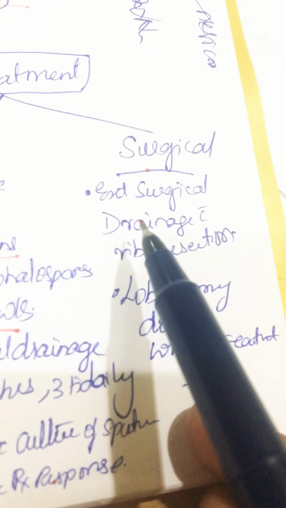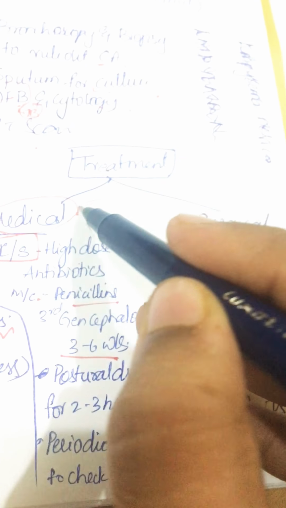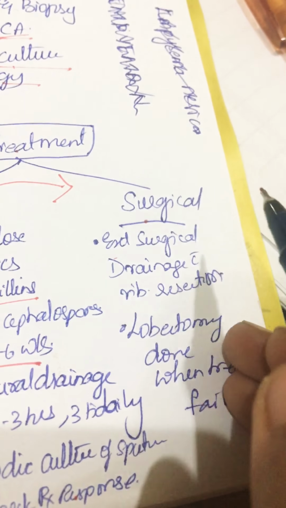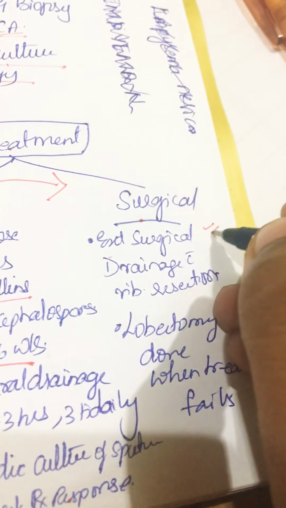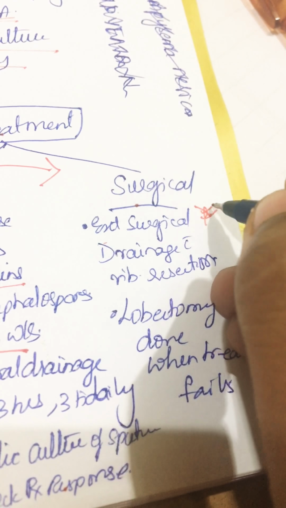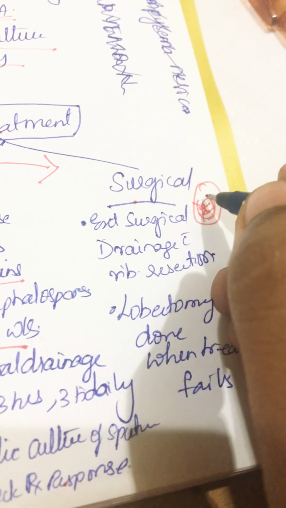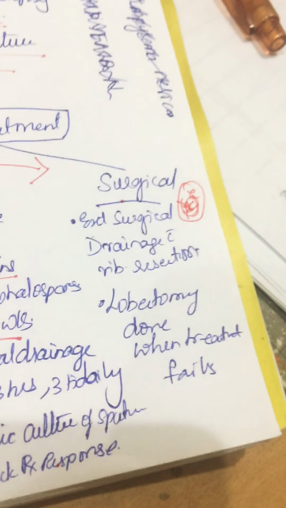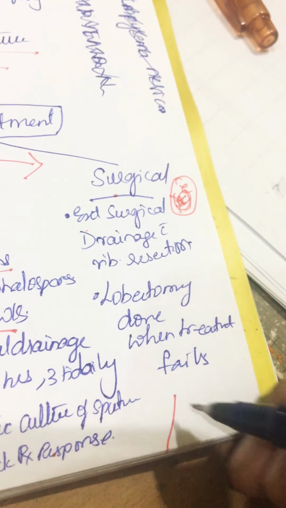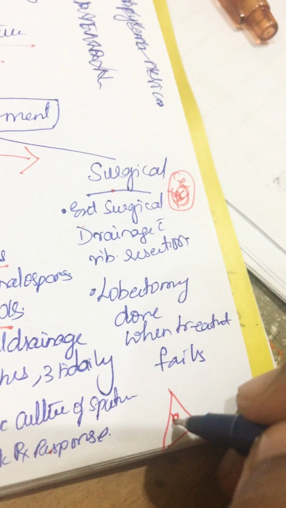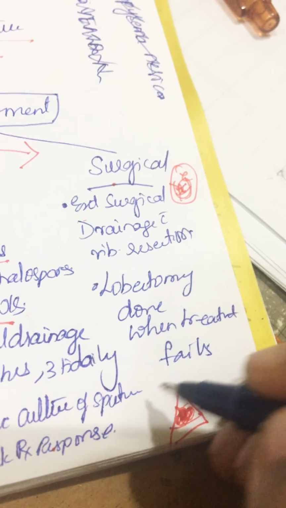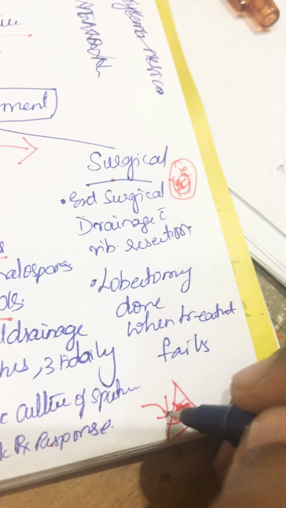And surgical treatment is the end stage. If medical treatment fails, we go to surgical treatment. Surgical treatment is external drainage with rib resection. With rib resection, we can drain the abscess by removing part of the rib. Next, lobectomy is done if all the treatments fail. Lobectomy is removal of the lobe of the lung which consists of the abscess which fails to respond to the medical treatment.